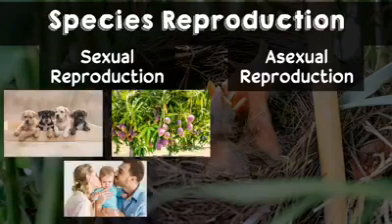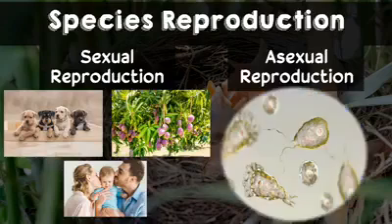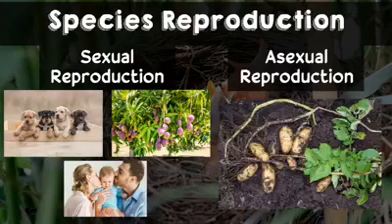On the other hand, class, asexual reproduction occurs mostly in prokaryotic microorganisms, which are very small to see with our naked eyes. Also, it occurs in some eukaryotic unicellular organisms, lower invertebrates, and lower plants. Examples are Bacillus bacteria, this protozoa, and lower plants like this potato. So that's all for asexual reproduction.